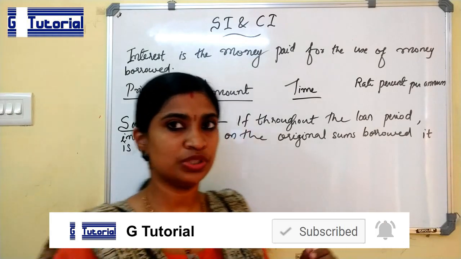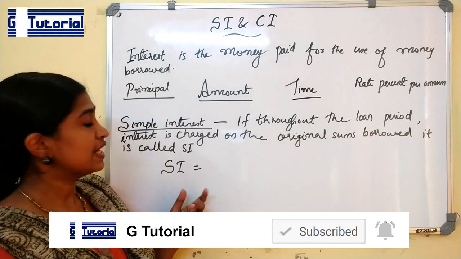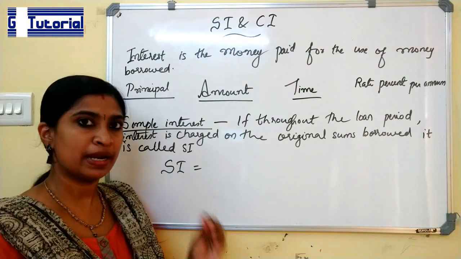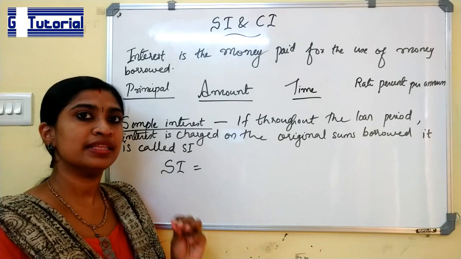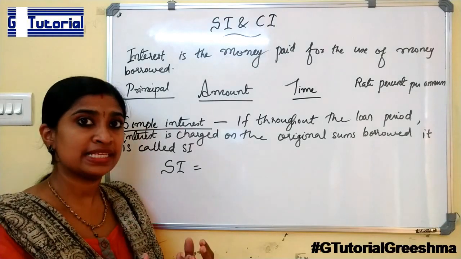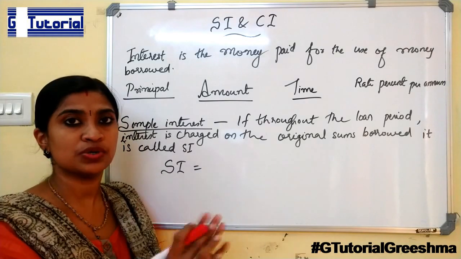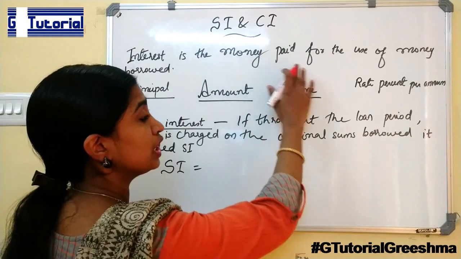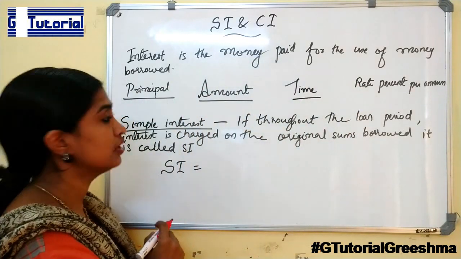Now let us get to our portion. First let us see what is meant by interest. If a sum of money is borrowed from a money lender or bank, then the money that the person who borrowed pays for using that money is known as interest. So interest is defined as the money paid for the use of money that is borrowed.